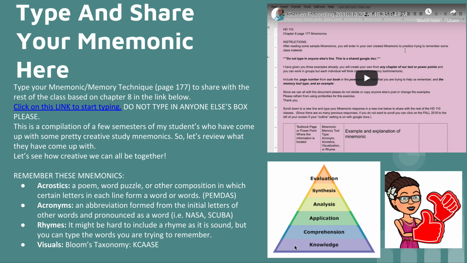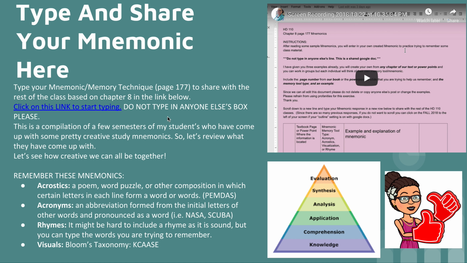So this is Type and Share Your Mnemonic here. And again, this is from page, I think it's 177 in this edition of the textbook, the 13th edition. This is something I've done with my class for a few semesters now in chapter 8. What we're about to do is click on this blue link to start typing, and we're not going to type in anyone else's box, because this is a Google doc, and it's editable by all my classes to make it available for everybody to type into.